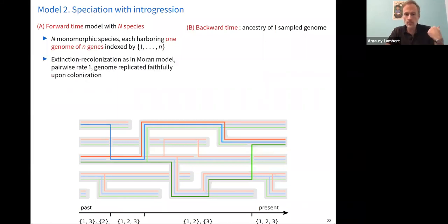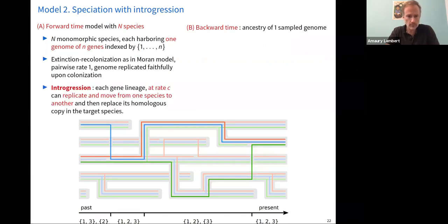And exactly as in the models that I introduced last week, you assume that the species undergo an extinction recolonization type of model, like the Moran model, where at rate 1 per pair, each species kills another species and replaces it by a copy of the genome that it contains, exactly as on the picture here. You see, let's say, the second type of event, which is highlighted.